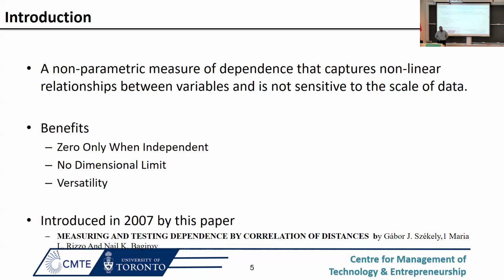Like we know for Pearson, a correlation coefficient of 0 does not indicate that there is no relationship between the two variables. But for distance correlation, we can be sure that when the coefficient is 0, there's really no relationship between these two variables. And there's no dimensional limit. Distance correlation is also versatile, meaning it doesn't have many assumptions compared to Pearson or Spearman. So it can handle many different types of data, and we don't have to worry about assumptions when computing this correlation coefficient.